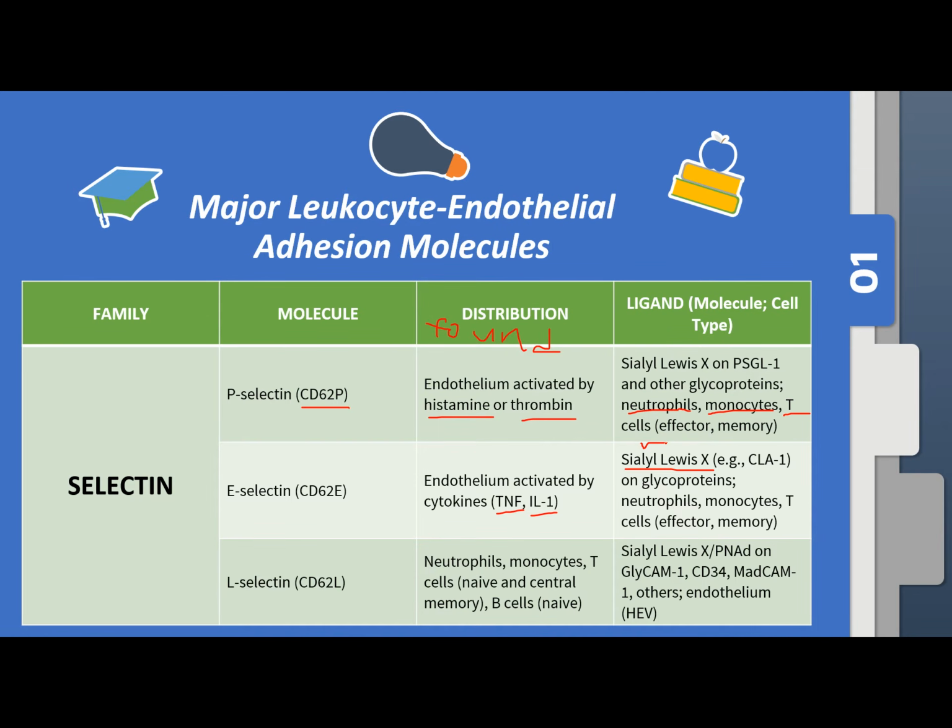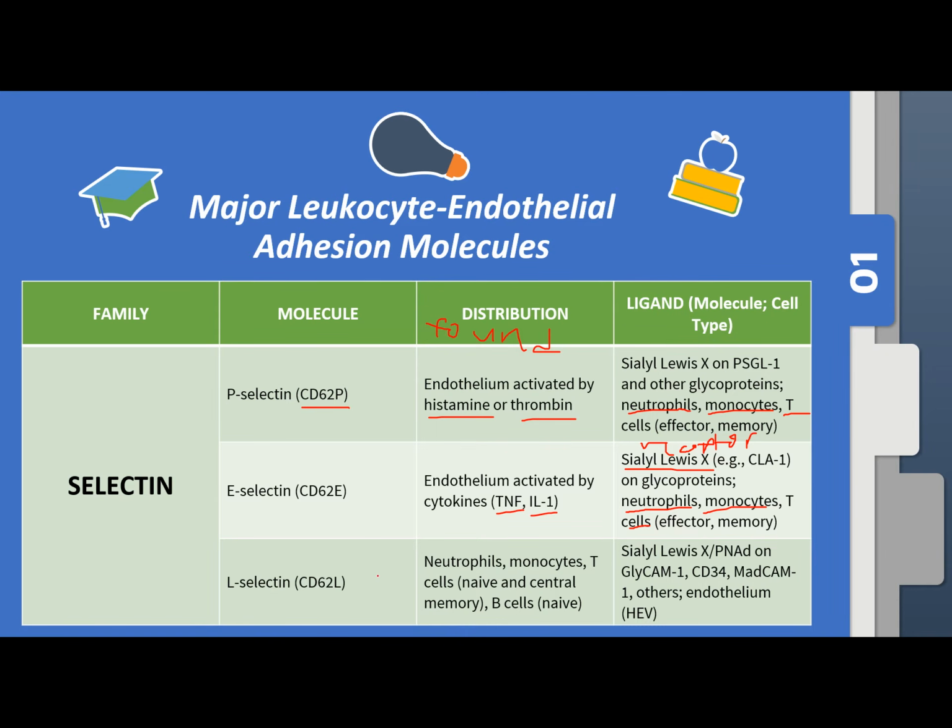This is the name of the receptor, class. Please take note of that. The example is CLA-1 on glycoprotein. You will find the meaning of this CLA in your module. So just look it up. And the targets are the neutrophils, the monocyte, and the T cell.